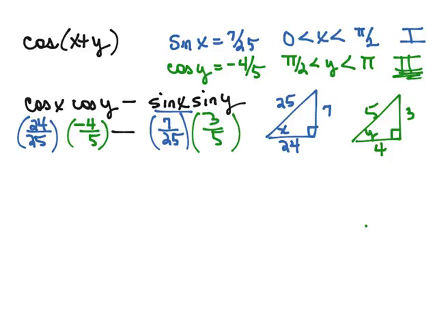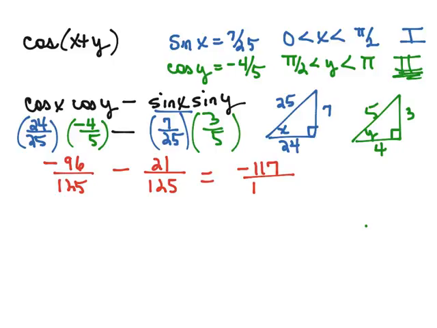So now we're going to multiply together our results. We have 24 times -4, which would give us -96. And 25 times 5 is 125. Minus 7 times 3 is 21. And 25 times 5 is 125. So we have a common denominator, and we can add -96 minus 21, and we'll get -117/125, and that's the exact value of the cosine of x plus y.